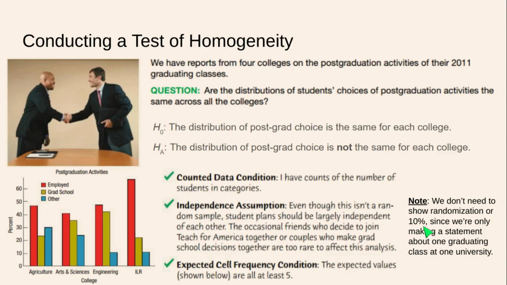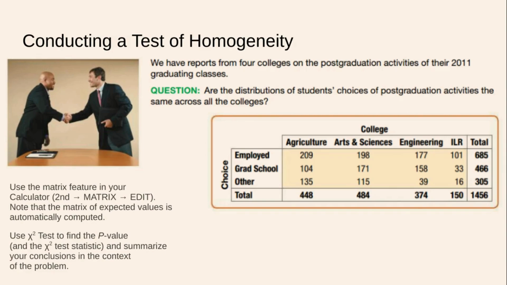Note the scope of our study. We're making a statement about one graduating class at one university. So this is not going to be broadly applied. We can kind of skirt the rules a little bit on this one. If this were being applied more broadly, we would want to go more by the book. So there you have it. We take these results with a grain of salt and acknowledge that we're only applying them over a small scope.